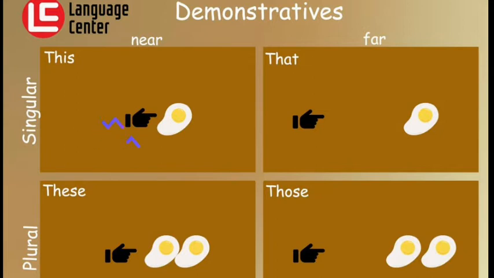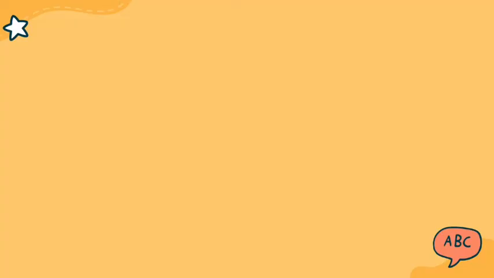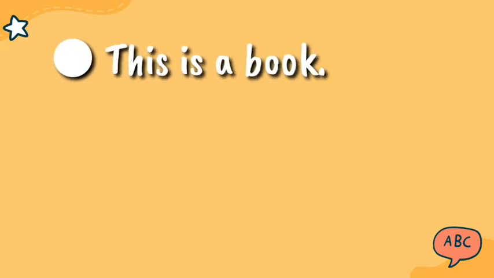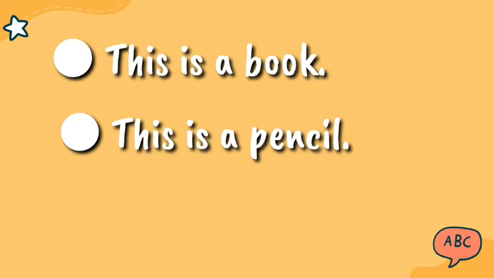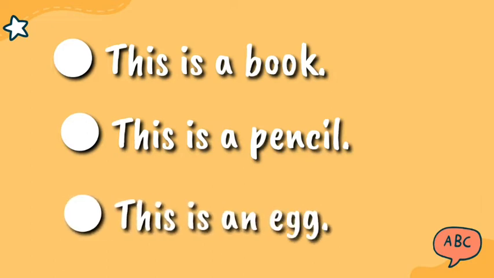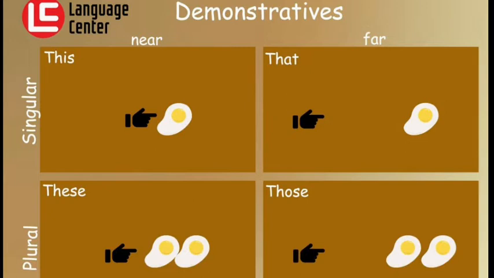This is used for pointing a thing near. I will give you an example of the use of this. This is a book. This is a pencil. This is an egg. Dalam bahasa Indonesia, this bermakna ini.